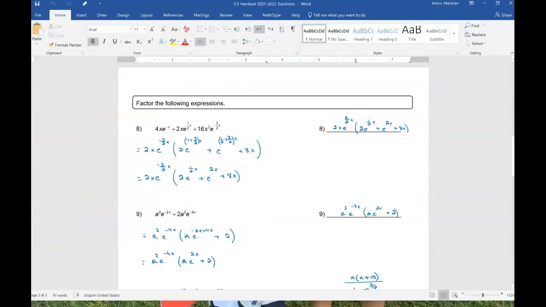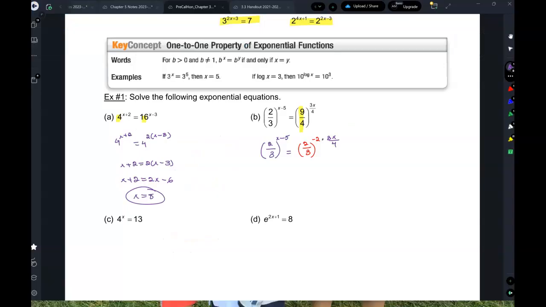Oh, what happened there? It has a mind of its own. Okay, so x minus 5 is equal to negative 2 times 3x over 4. x minus 5 is equal to negative 3x over 2. And then let's cross multiply by 2 on both sides. 2x minus 10 is negative 3x. So negative 10 is equal to negative 5x. x equals 2, right?